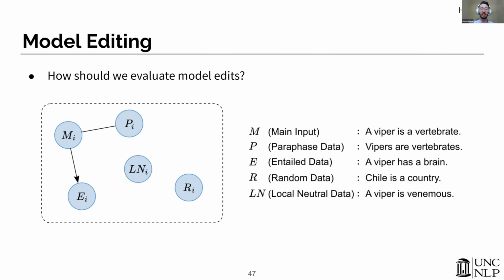And then a harder kind of case is what we call the local neutral case. These are statements about the same entities, involving the same words and the same concepts as the main input, the input that you're updating in the model, but they're still logically neutral. So whether or not a viper is a vertebrate doesn't logically entail that it's venomous or that it's not venomous. If we're teaching the model this one fact, there are other properties that we don't necessarily want to change about this kind of entity.